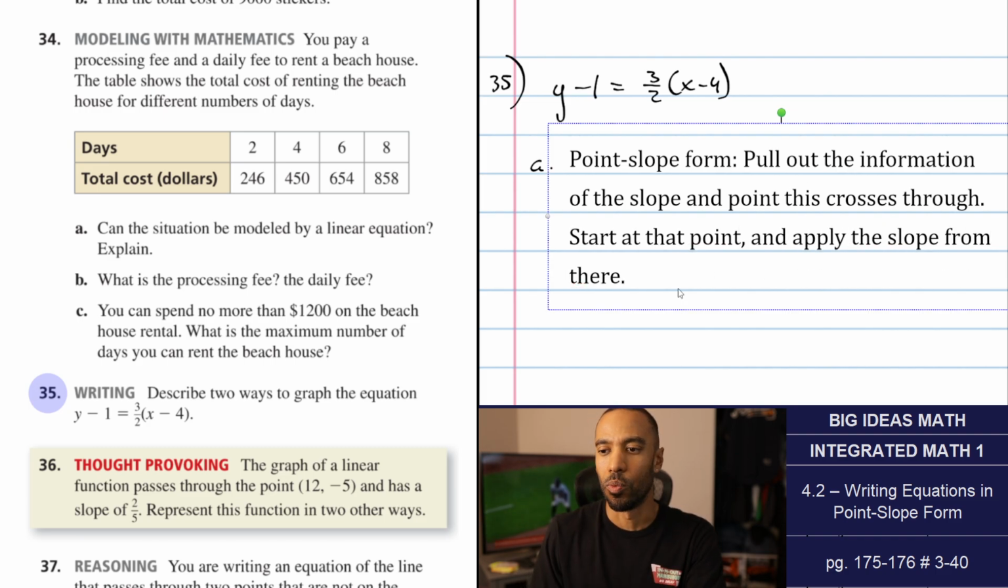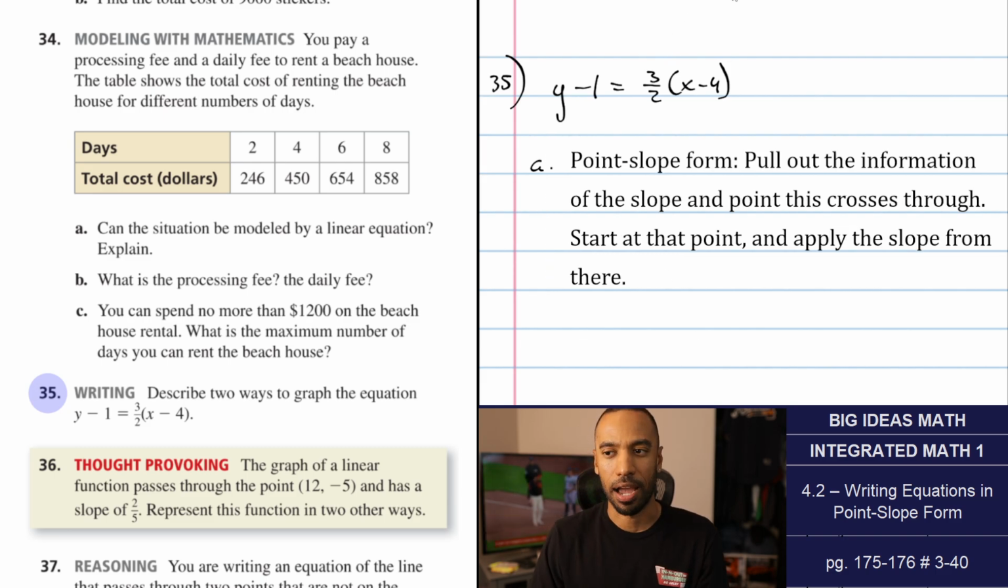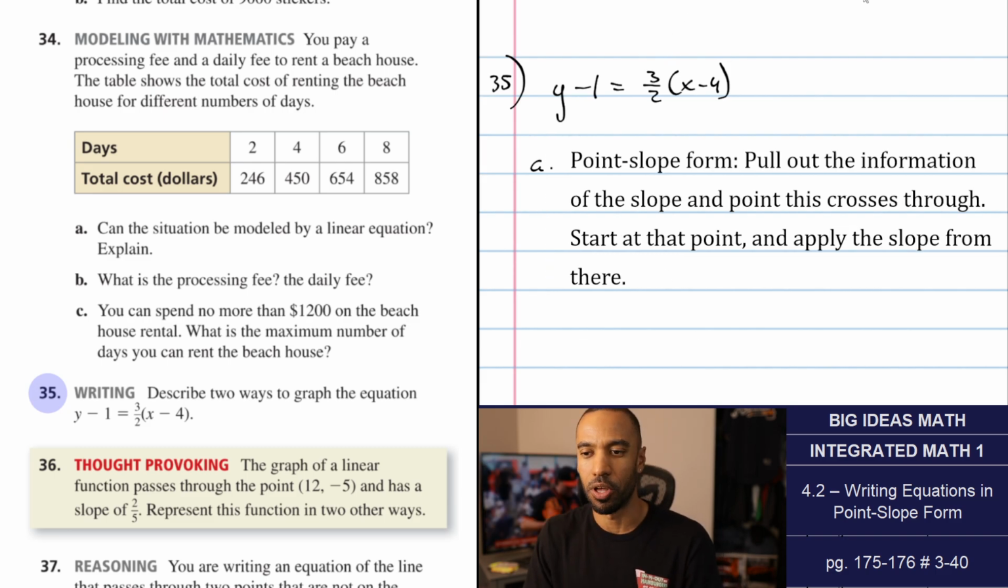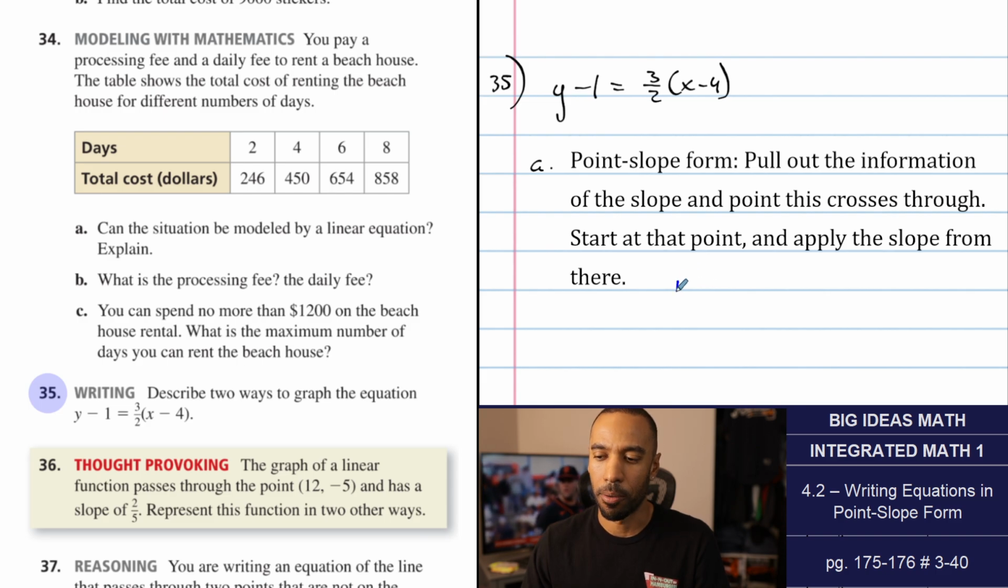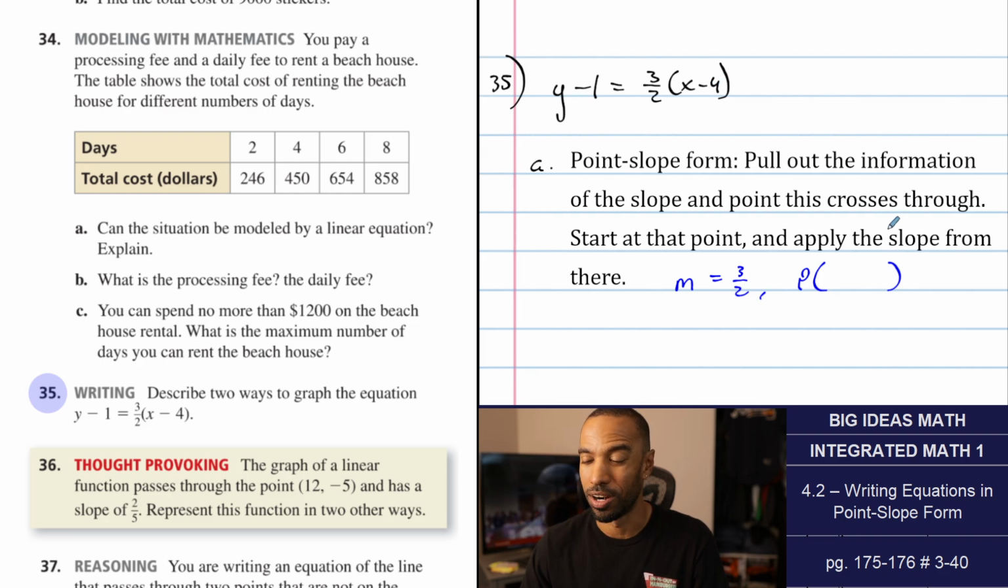Okay, we haven't done this yet. We're going backwards of what we've been doing. So take a look. For point slope form, our slope is 3/2. What's our point? This is the thing we need to practice. What's our x1, y1? x1 is this guy. It's not -4, right? It's 4. This is not -1. It's 1.